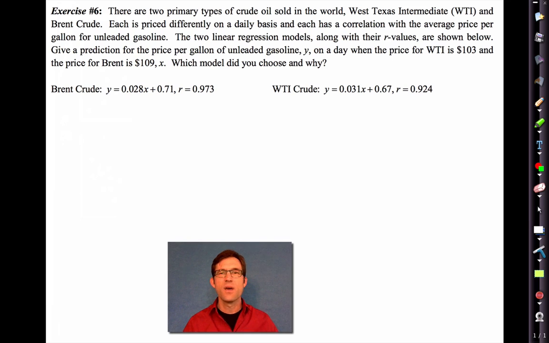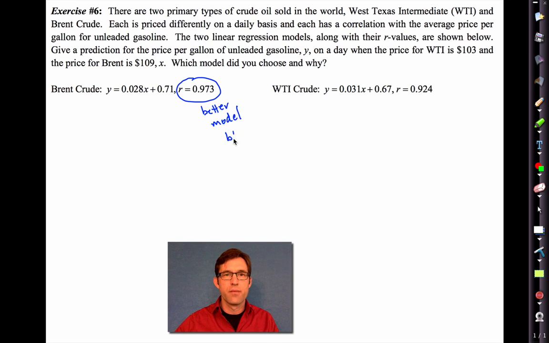All right. Well, first things first, which model should I use? I could calculate the price of gasoline for both, but why don't I just pick the better model? Well, this is going to be the better model, because R is closer to the number 1, right? 0.973 is closer than 0.924. So I should use this model. Now that's the model for Brent crude.